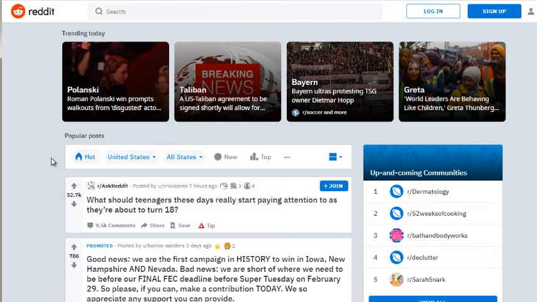Now, bear in mind that Reddit is, for the most part, public, so it's not like a Facebook group where you can hide information. So everything is out in the open and it's public. So think sort of a discussion board or forum style. So that's what Reddit would be.